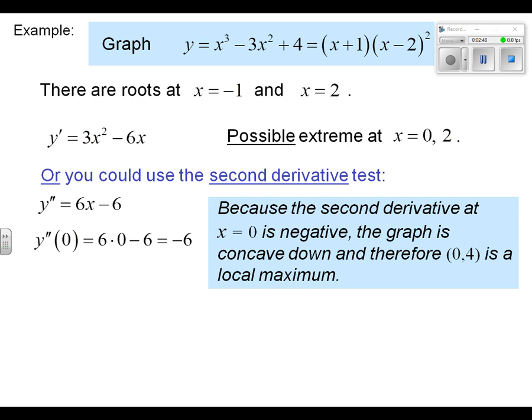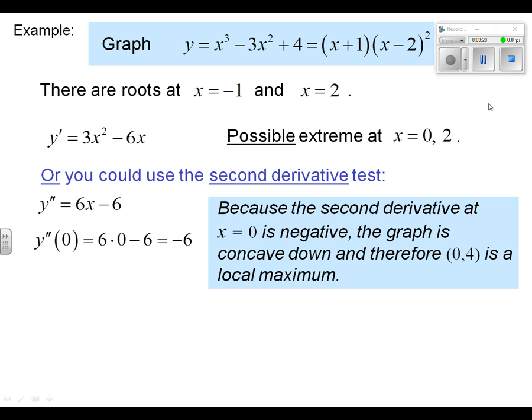So you could say, because the second derivative at x equals 0 is negative, the graph is concave down. Therefore, it's a local maximum. So you knew it was a maximum or minimum point. And when you plugged in 0, because it gave you a negative number, that means it's concave down. And when it's concave down, that high point is a maximum. Okay, I'm going to ask some questions here. I'm going to pause the video. Well, maybe I'll leave it on.